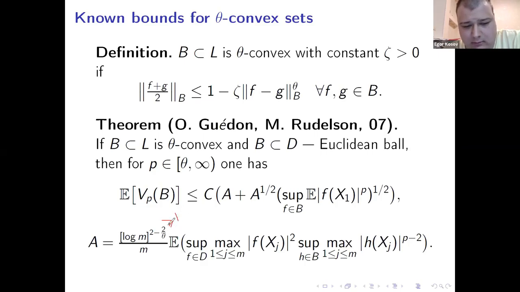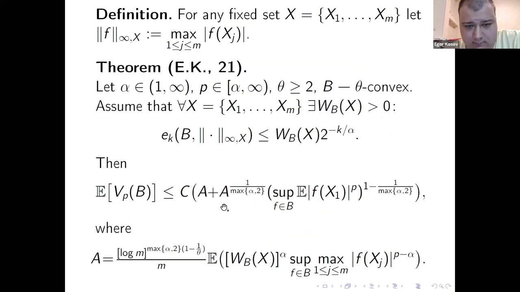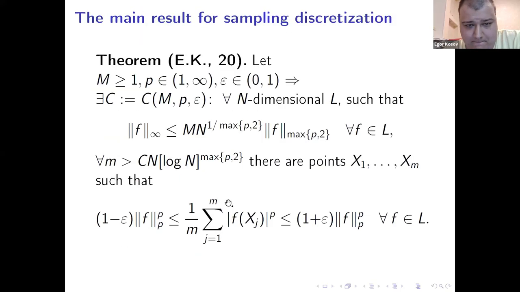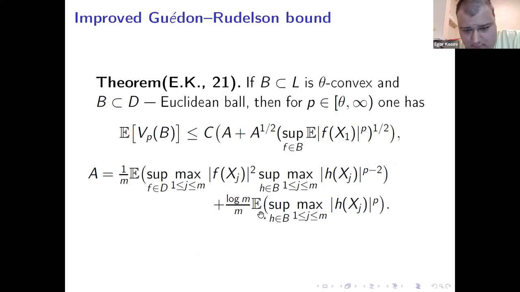And this is always not less than 1. When theta is 2, it is 1. And when theta is bigger than 2, this is bigger than 1. And theta always is bigger or equal to 2, because this is the parameter of the convexity. So this is the slight improvement of the bound.